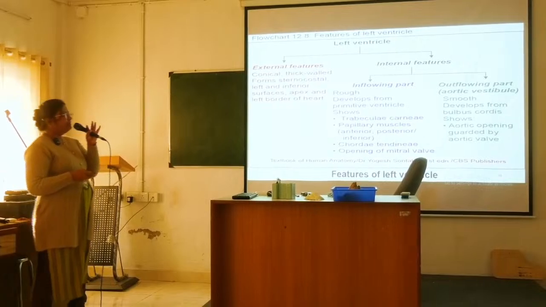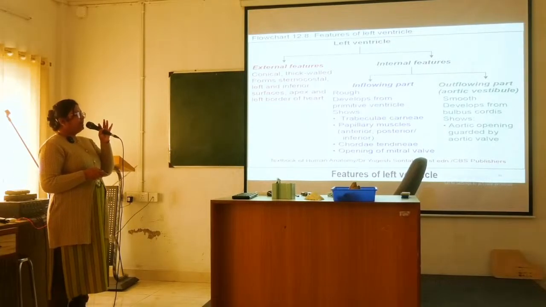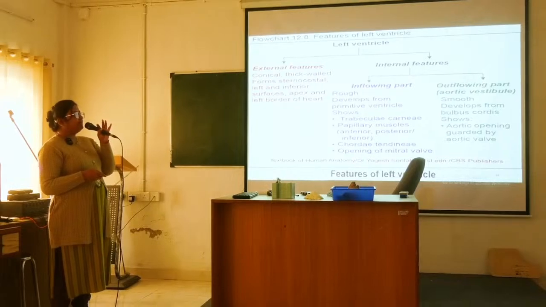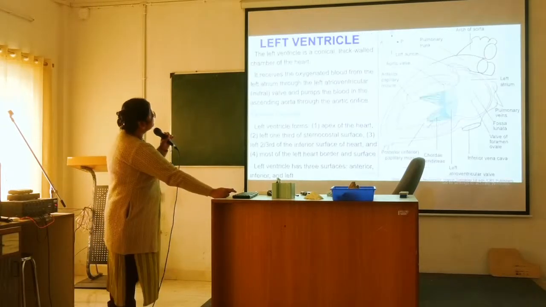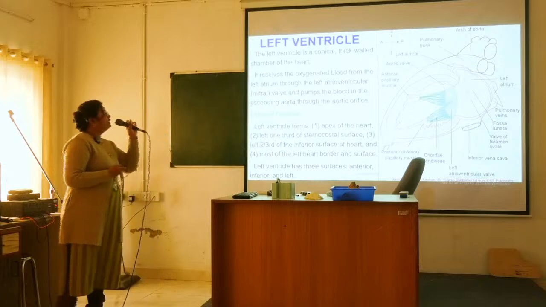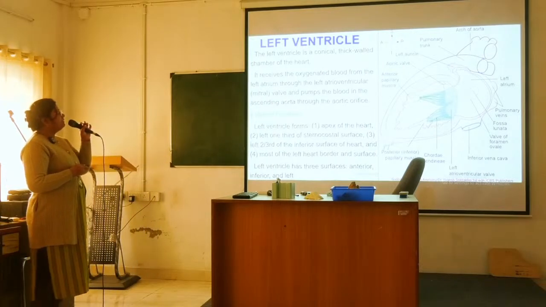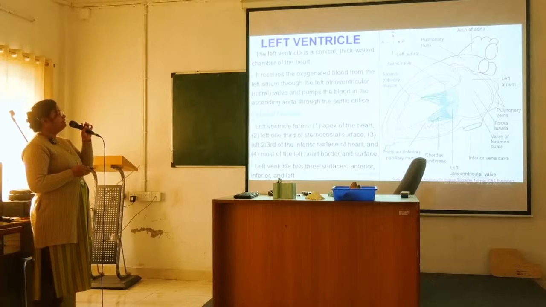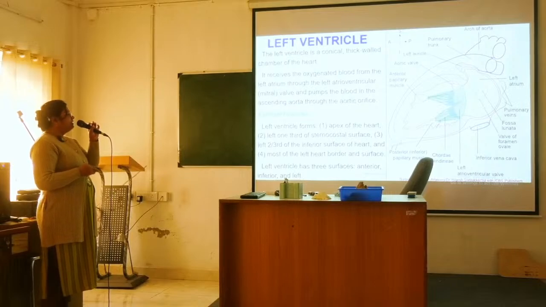The outflowing part, or aortic vestibule, is smooth and develops from the bulbus cordis, and it shows the aortic opening guarded by the aortic valve. So it is a conical thick-walled chamber that receives oxygenated blood from the left atrium through the left AV valve, that is the mitral valve, and pumps blood into the ascending aorta through the aortic orifice. It forms the apex of the heart.